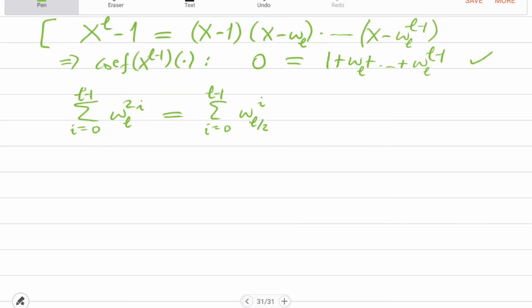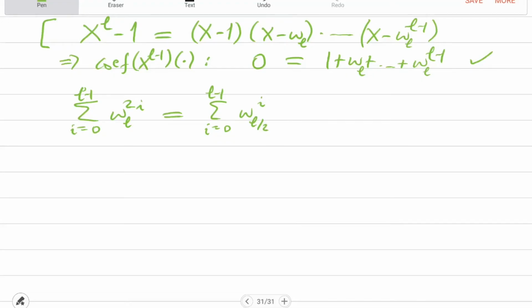So when you look at this sum, this will give you all these L by 2th roots of unity, possibly with repetition. You get each of these doubled. So just like the argument before, you can look at x to the L by 2 minus 1, and this also will be 0. Okay. Then next will be 3i.